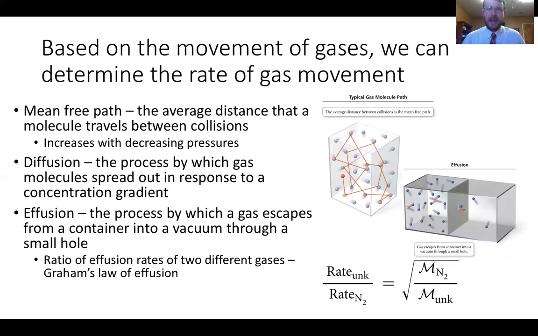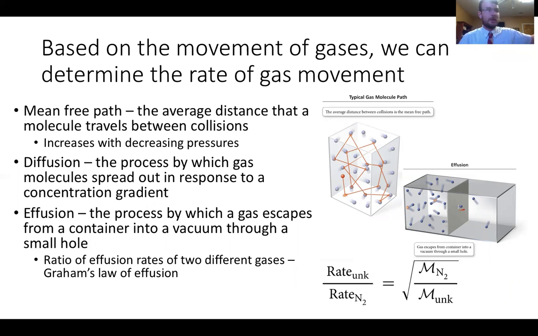Based on the movement of gases, we can determine their rates. Mean free path is just the average distance that a gas goes between collisions, right? If you decrease the pressure, if you decrease the volume, you bring those gas particles closer together, that mean free path will decrease.